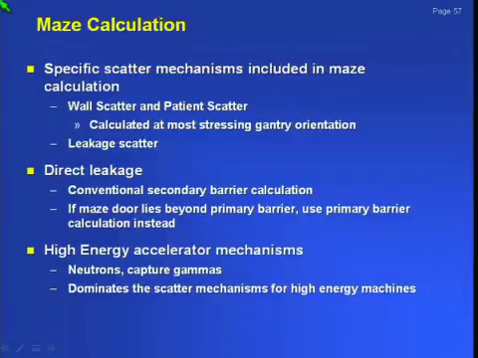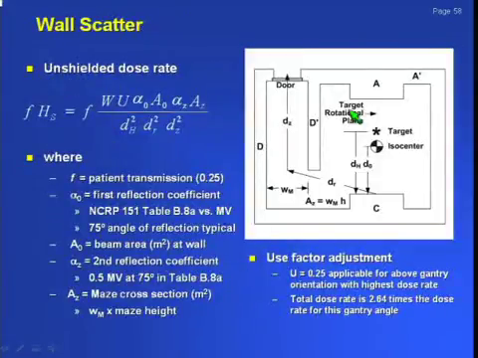One thing I would like to emphasize is that for high energy accelerators, your capture gammas will dominate the scatter mechanisms for high energy machines. So again, you're going to do a wall calculation based on distance from your target to your wall.